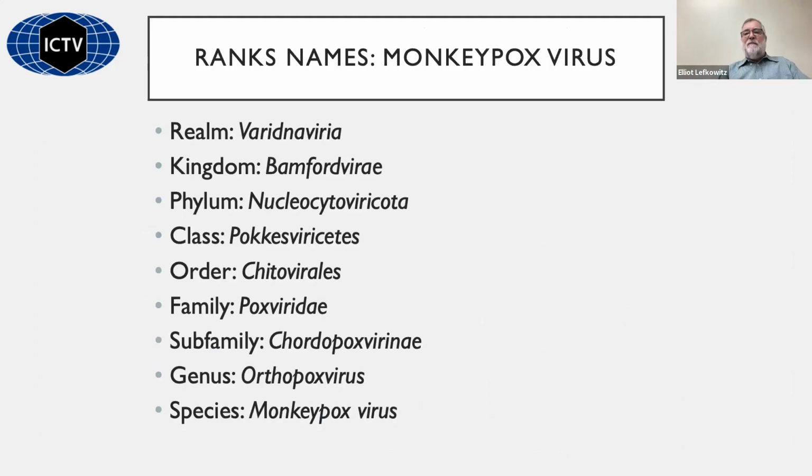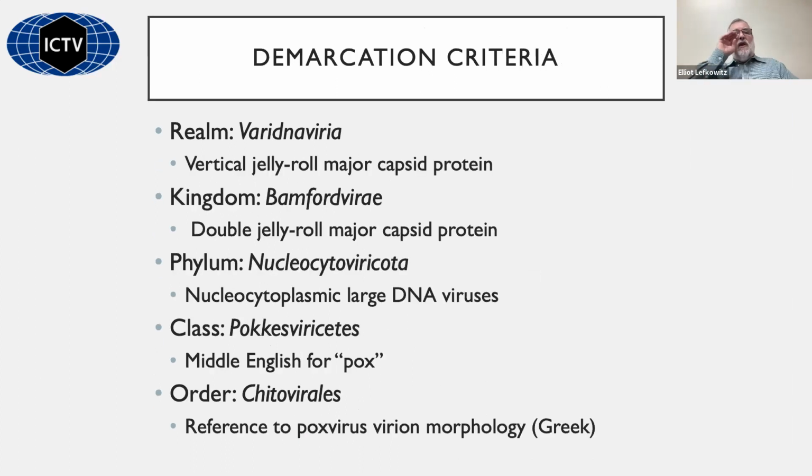Okay, so this is monkeypox. This is what was defined. These are the particular ranks that monkeypox are in. And then we look at the demarcation criteria at these different levels. We see that at the level of the realm, that is the level of the unique evolutionary origin of poxviruses and all of the other viruses they're related to, what's in common is the structural features of a protein that serves the function of a capsid protein. That is, it encapsulates the genome of the virus. And so if you have a structural feature that's a vertical jelly roll capsid protein, that allows you to place that virus in this particular realm.